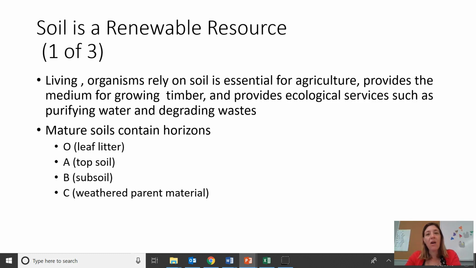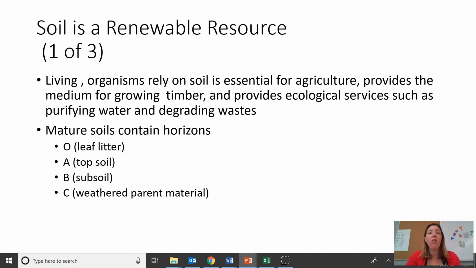So soil, of course, is necessary for a lot of things. Living organisms rely on soil, and it's also really important for humans for agricultural purposes, and for growing things like lumber, right? So trees that we cut down for lumber. Soil also provides very important ecological services like nutrient cycling, that we've talked about as being one of the extremely important ecological services that we rely on.